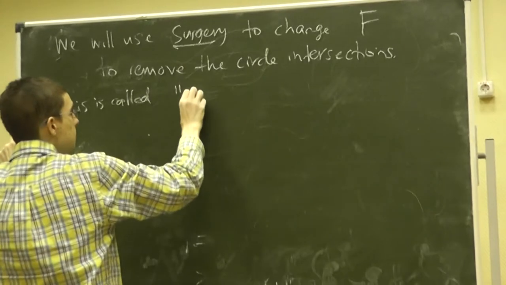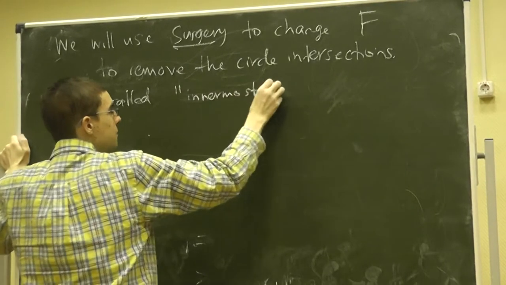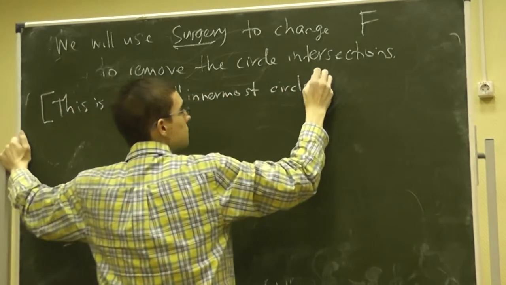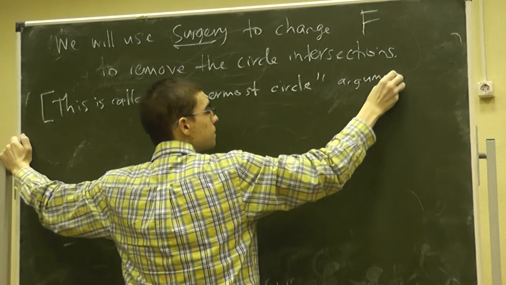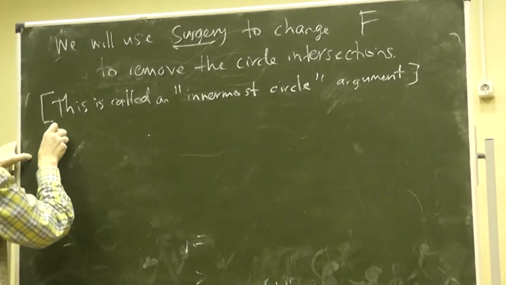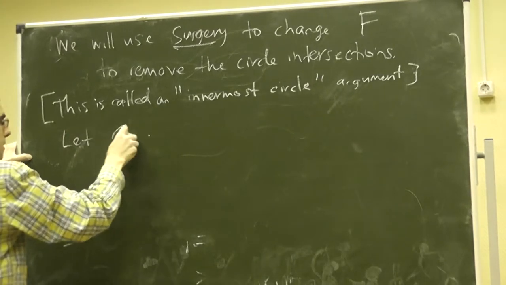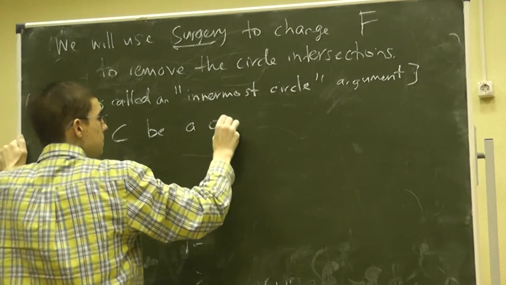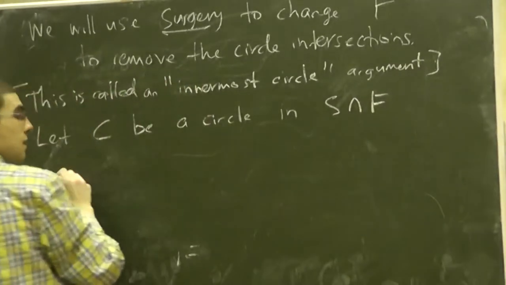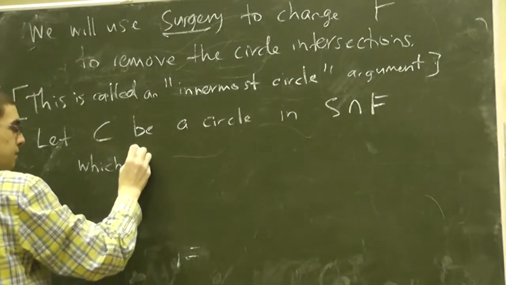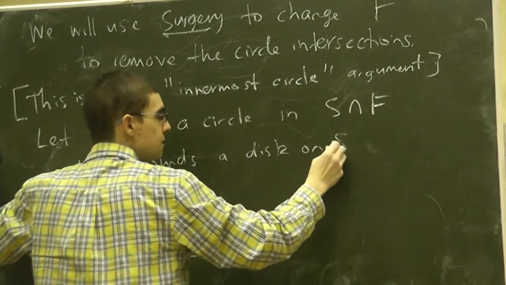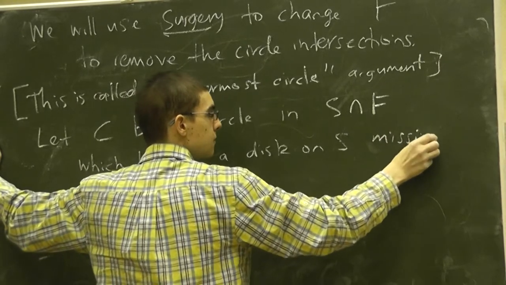Sometimes it's called an innermost circle argument, and you can see why that's the case at the moment. What we do is we look at our intersections and we say, let C be a circle in the intersection which bounds a disk missing F.